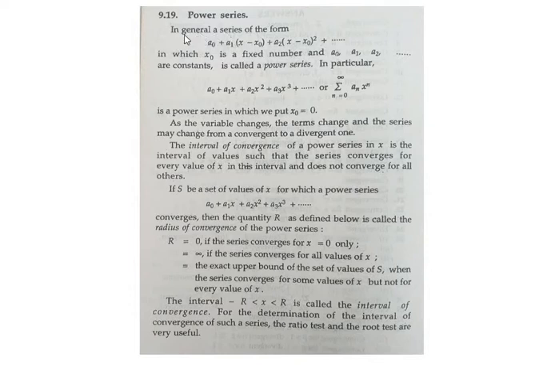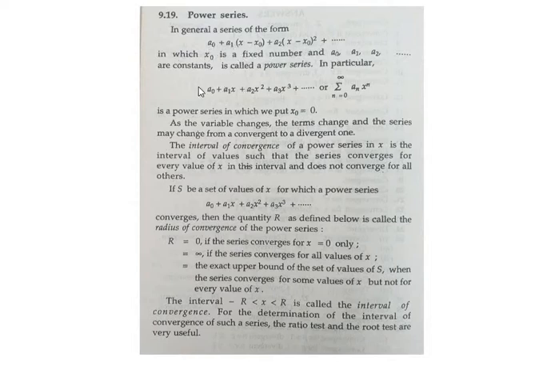So now let us discuss what a power series is and what we can say regarding its convergence and divergence. A power series, in general, is a series of the form a0 plus a1 (x minus x0) plus a2 (x minus x0) whole square plus dot dot, in which x0 is a fixed number and a0, a1, a2 dot dot are constants. Whenever a series is represented in this form, it is called a power series, where x0 is a fixed number and a0, a1, a2 are constants.